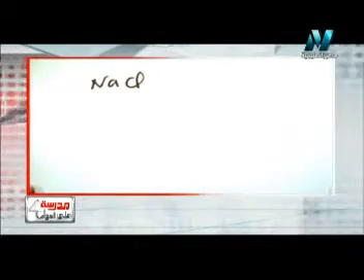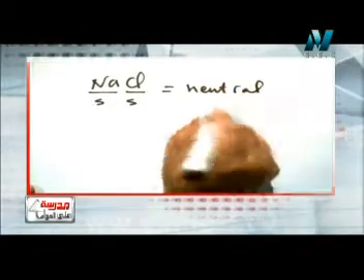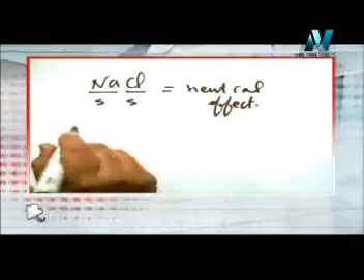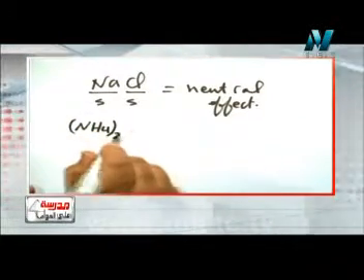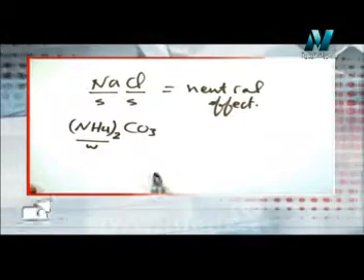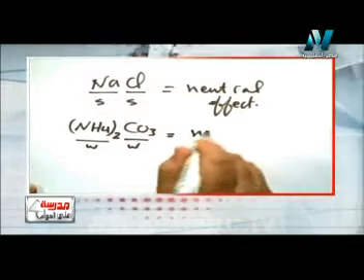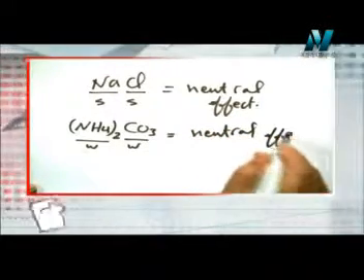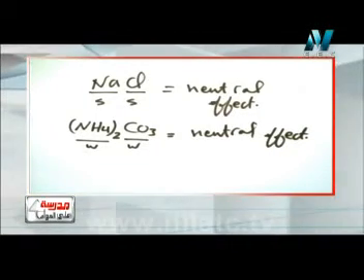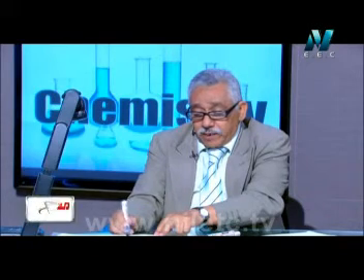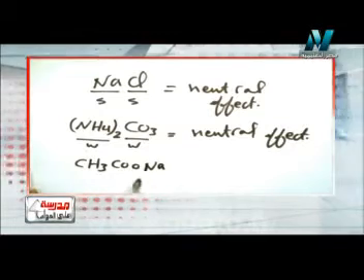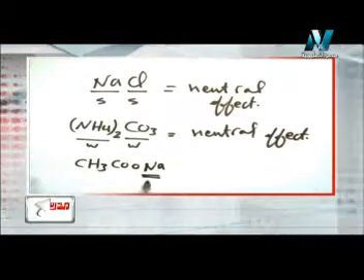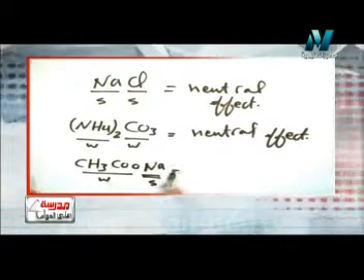What about sodium chloride, ammonium carbonate, or ammonium acetate? Sodium chloride, NaCl, comes from strong base with strong acid, so it has neutral effect. Ammonium carbonate, (NH4)2CO3, comes from weak base and weak acid, so it also has neutral effect. Take care about the organic salts. For example, sodium acetate, CH3COONa. The last part is the acidic part. This is strong base and this is weak acid, so it has basic effect.